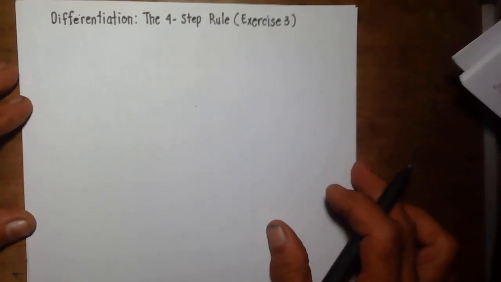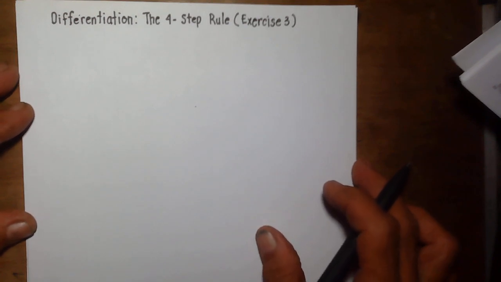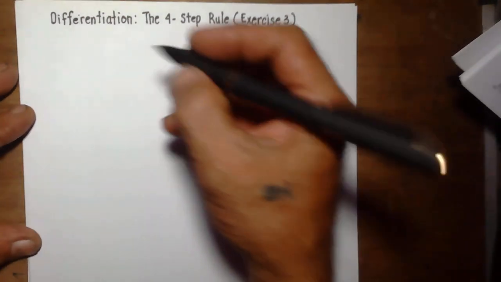Welcome to another lesson on differentiation, the four-step rule. And this is exercise 3. Now we have an example.